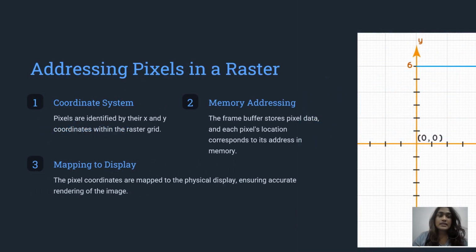The next topic is addressing pixels in a raster. The first is the coordinate system. Pixels are identified by their x and y coordinates within the raster grid. The next is memory addressing. The frame buffer stores pixel data, and each pixel's location corresponds to its address in memory. The next is mapping to display. The pixel coordinates are mapped to the physical display, ensuring accurate rendering of the image.